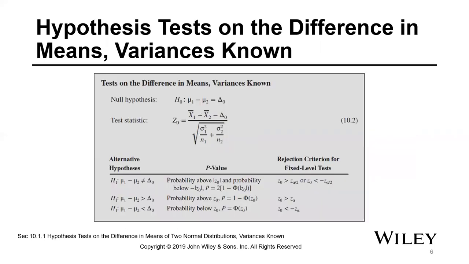So if our null hypothesis is there's no difference between group A and group B, they have it as the change in O is equal to the difference in the means.